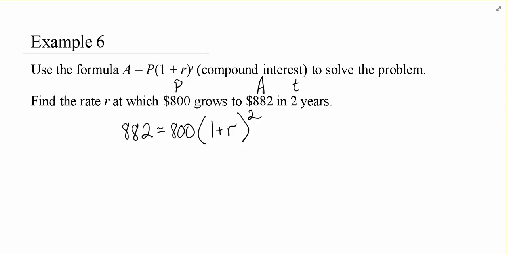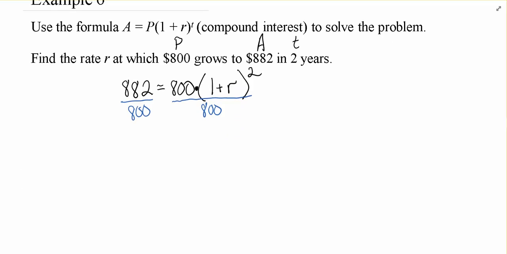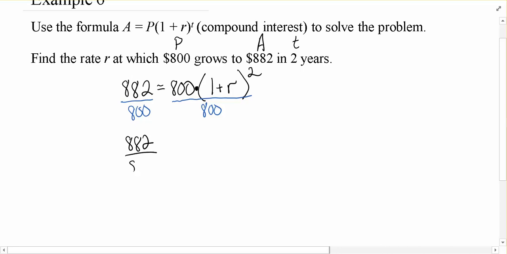It's not the mathematical way to solve this, because in between the 800 and the parenthesis is a multiplication sign. We want to undo that multiplication. To undo that multiplication, we need to divide. So make sure you're doing the proper math, that subtraction would undo addition. And we don't have addition. We have multiplication. To undo multiplication, we do division. So we're left with 882 over 800 on the left.